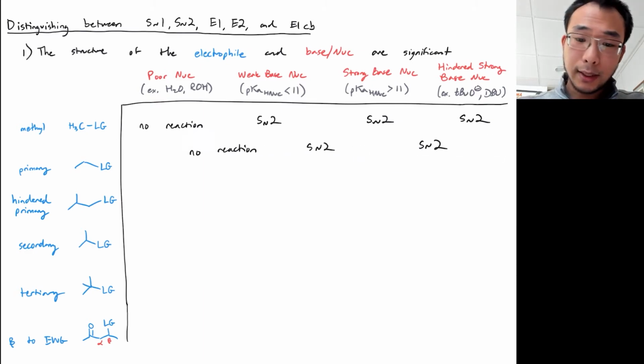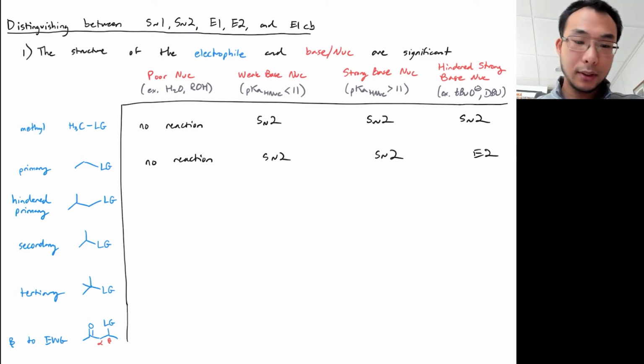Then what I see is a slight shift in the mechanistic preference. So if the nucleophile is not strong enough, I still don't get any reaction at all. If the nucleophile starts to be strong enough, then I will get an SN2 reaction, so substitution directly at this carbon. And finally, if I go to a hindered base, I'm going to get an E2 reaction. This should make some sort of sense because the carbon here is relatively still not that hindered, so substitution is still generally a good reaction to do here.